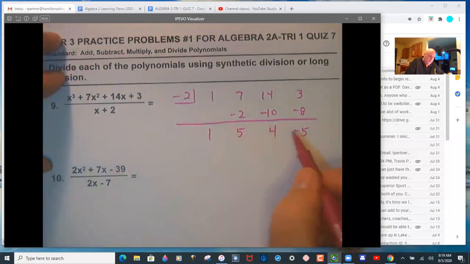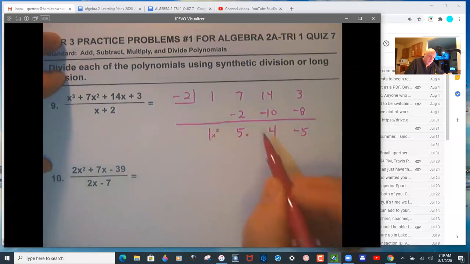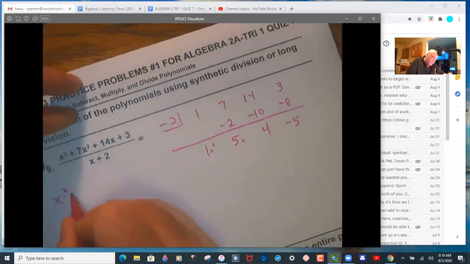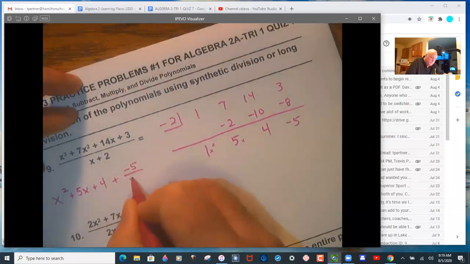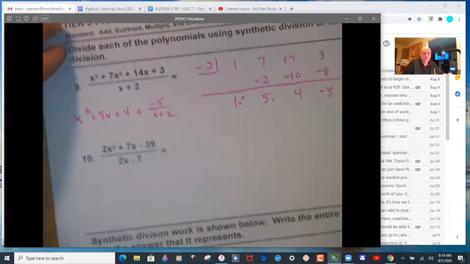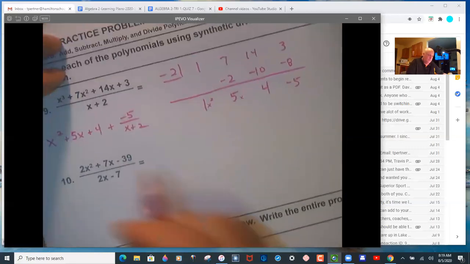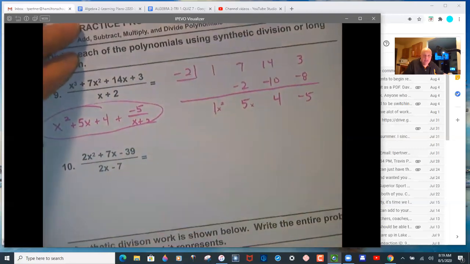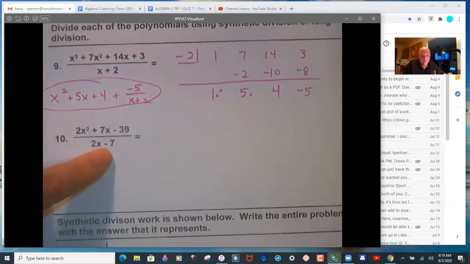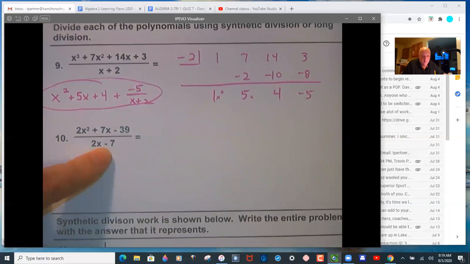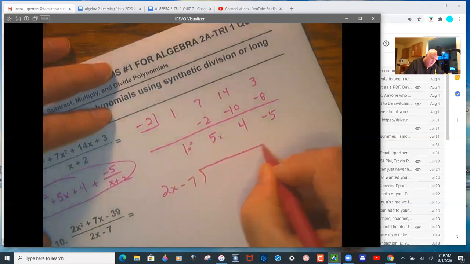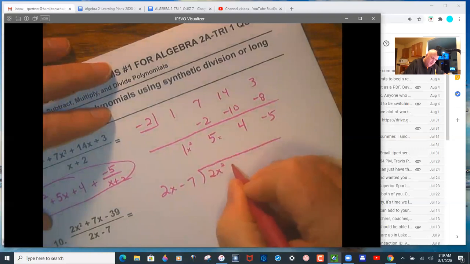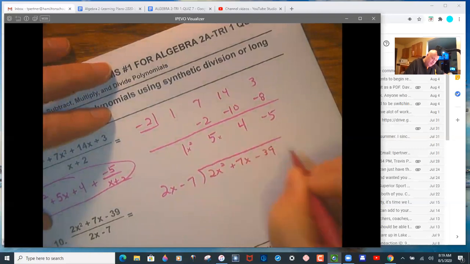And then you've got an x squared here and an x. So this is x squared plus 5x plus 4. That's it. Now on 10, because when you solve it equal to 0 it does not give you a nice integer, you probably could do it that way, but I'm going to use long division on this. So you have one of each of these. I think on the quiz you might be able to use synthetic division twice.